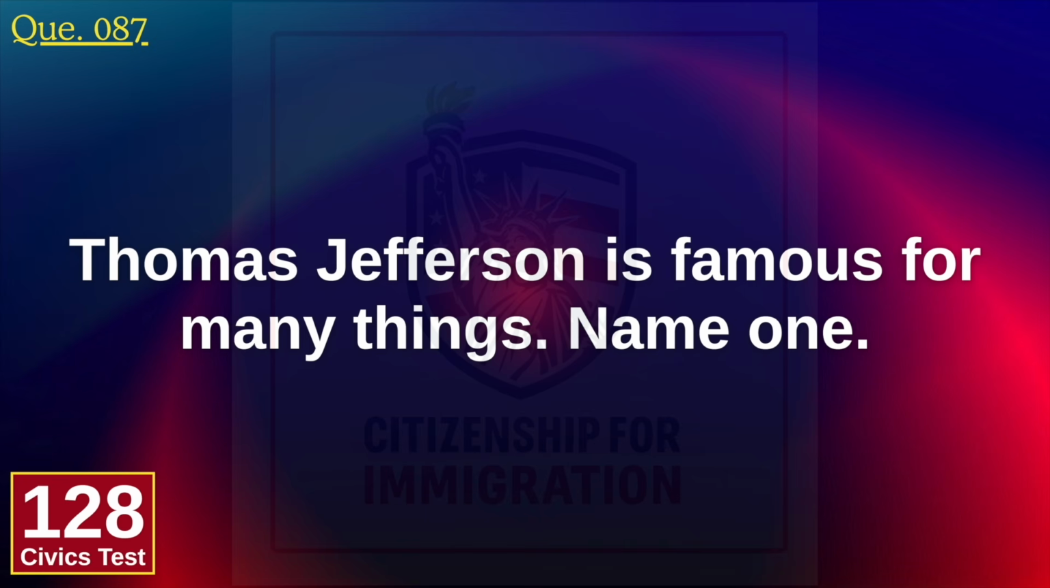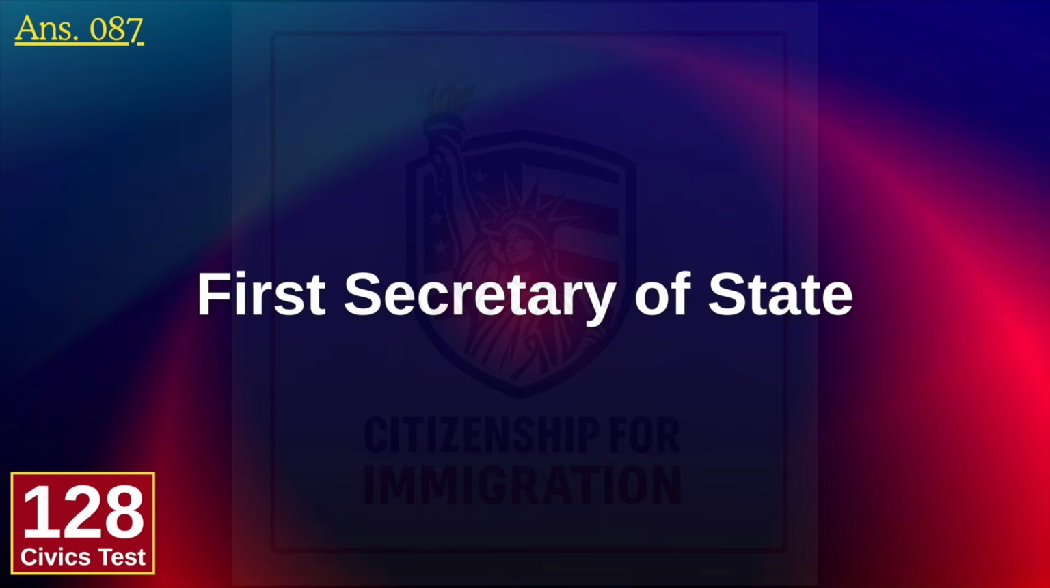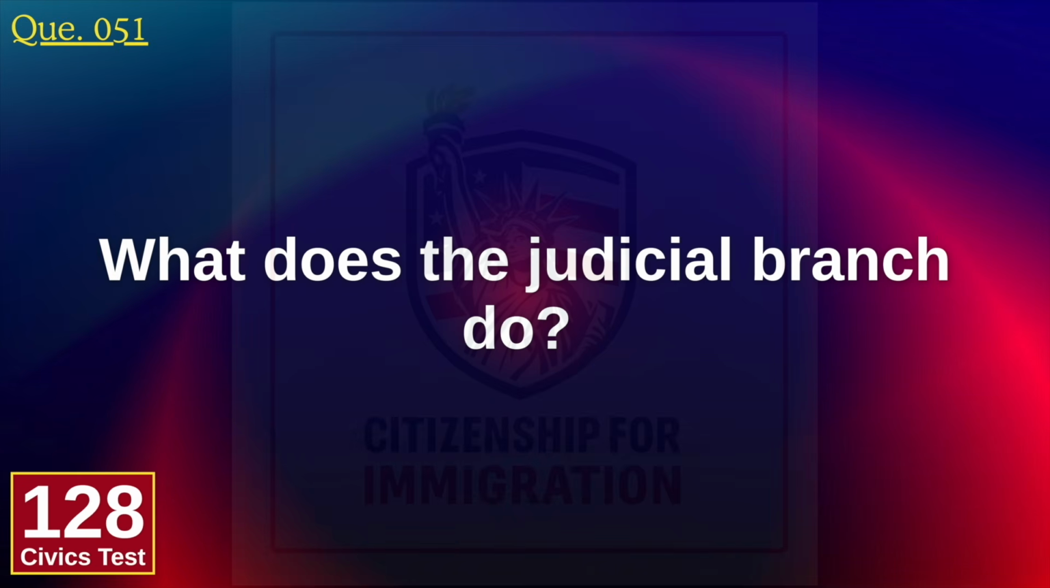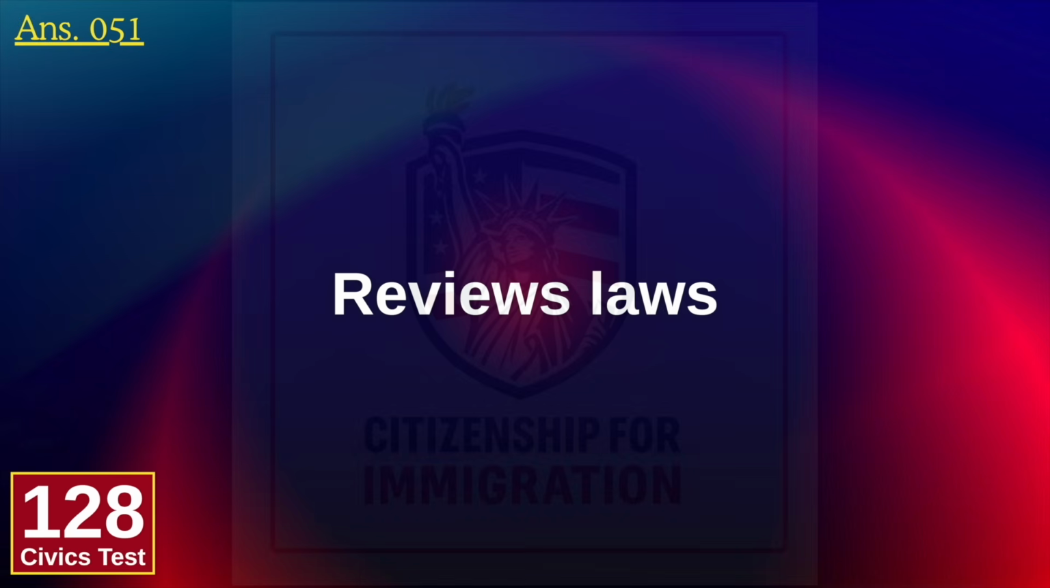Thomas Jefferson is famous for many things. Name one. First Secretary of State. What does the judicial branch do? Reviews laws.